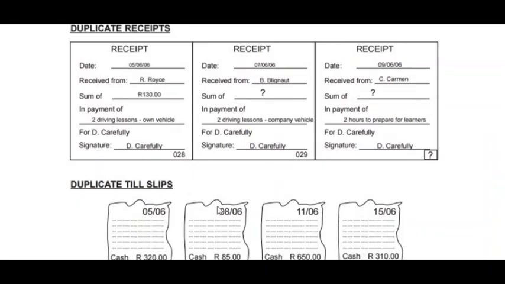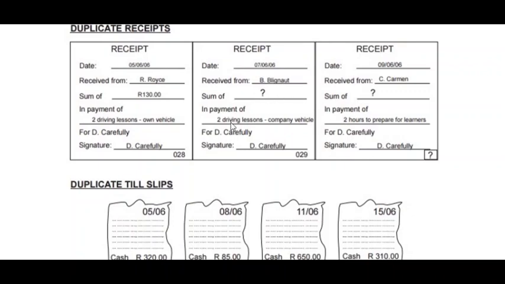Okay, then let's go back to the textbook. There's a receipt on the 7th and the next till slip is on the 8th. So we first have to record the one on the 7th because it must be in chronological order. Okay, so we received it from B Blighnout.